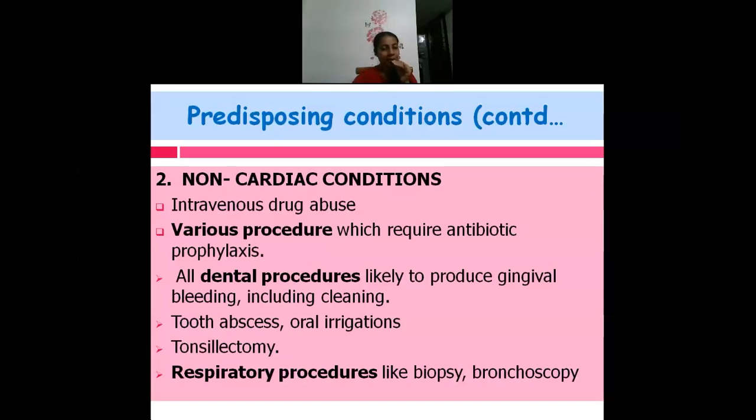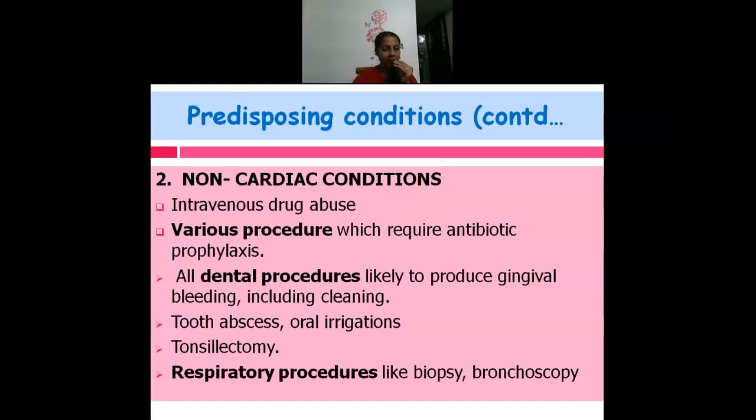One more is different procedures that are performed, isn't it? We have so many procedures or surgeries which are done, like genitourinary surgery, GI surgeries, neurology, musculoskeletal, so many surgeries. If it is not done with an aseptic technique, what will happen? Most of the time there can be travelling of this infection into the heart.